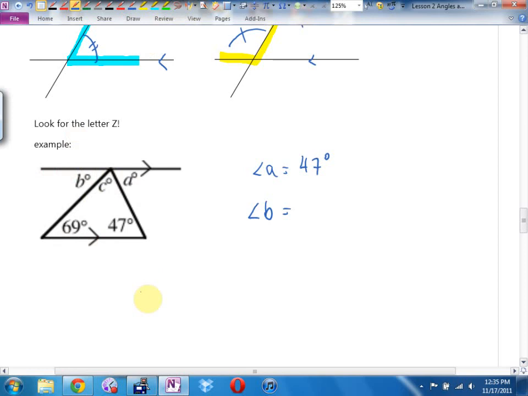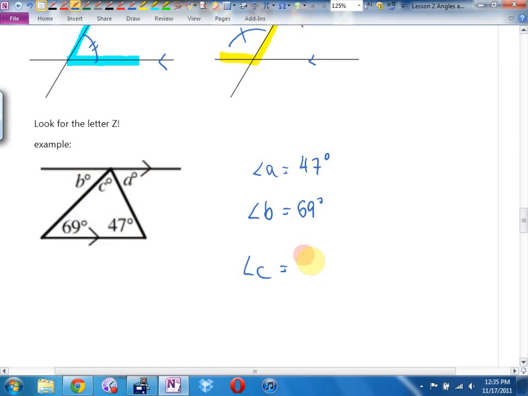What do A, B, and C add to? There are my angles on a straight line, supplementary. So can somebody go 180 minus that? How big does angle C have to be? Or I could even use angles in a triangle. In fact, this is another way to prove that every triangle has to add to 180 degrees. What do you get? 64? Really? Oh, yeah. That's right.